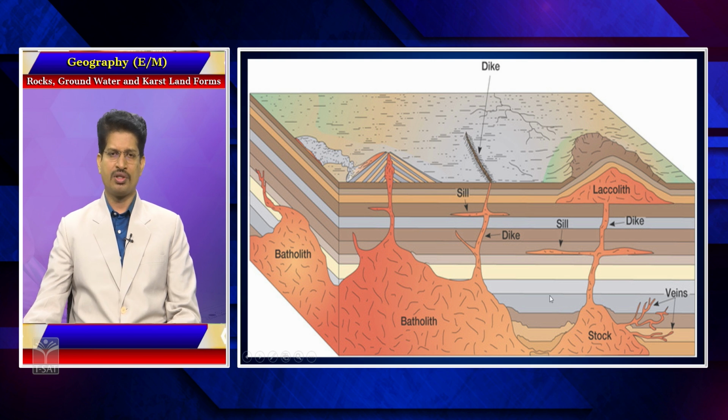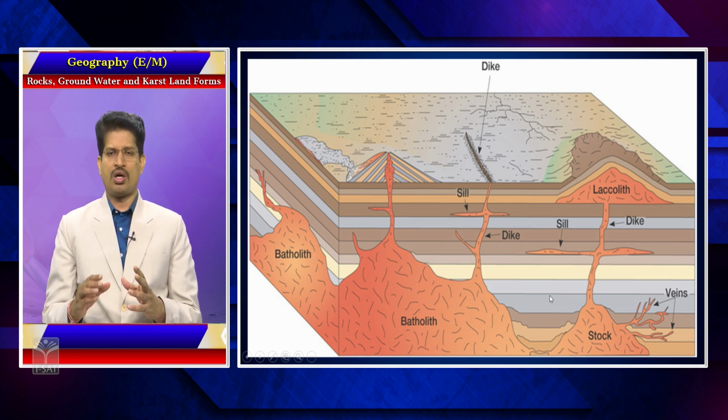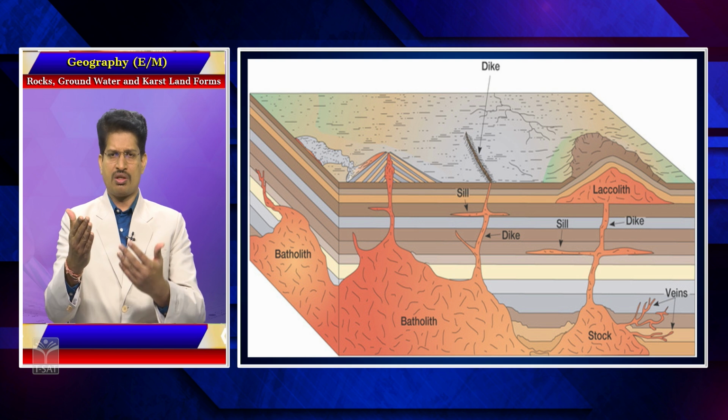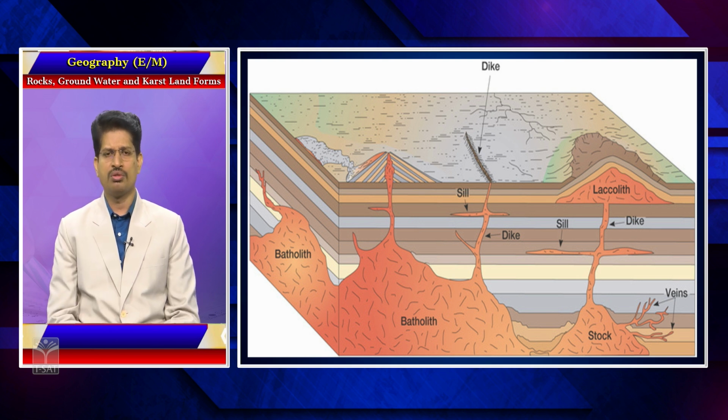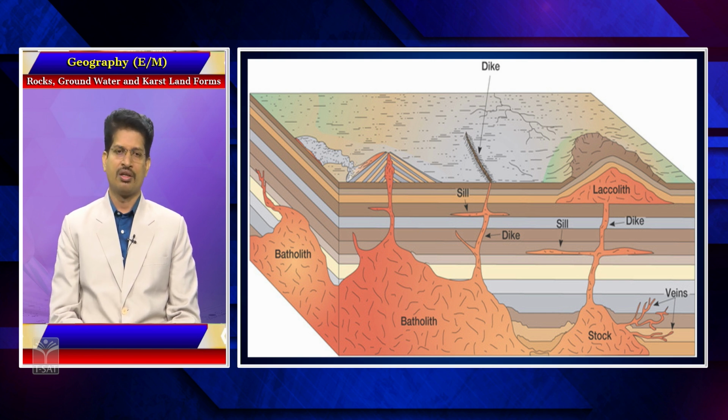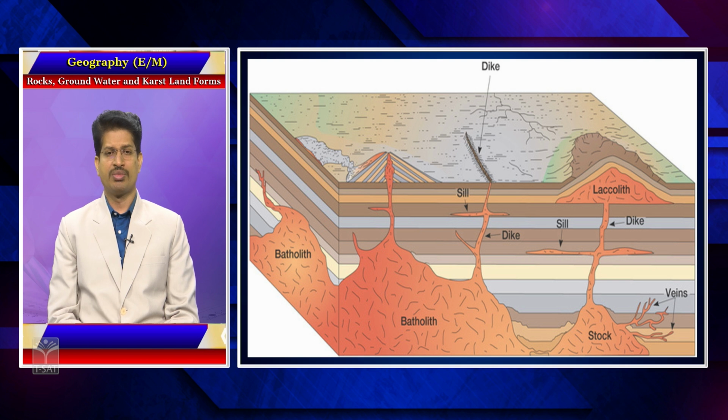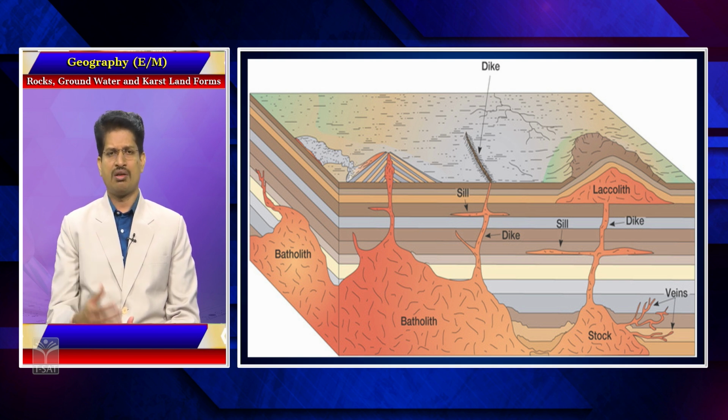In the examination, they may ask you in different ways. All these structures which I have explained to you are intrusive igneous rock bodies. Or they may ask you the difference between a sill and a dike, or to differentiate between a batholith and a stock. All these are solidified rock bodies from magma.